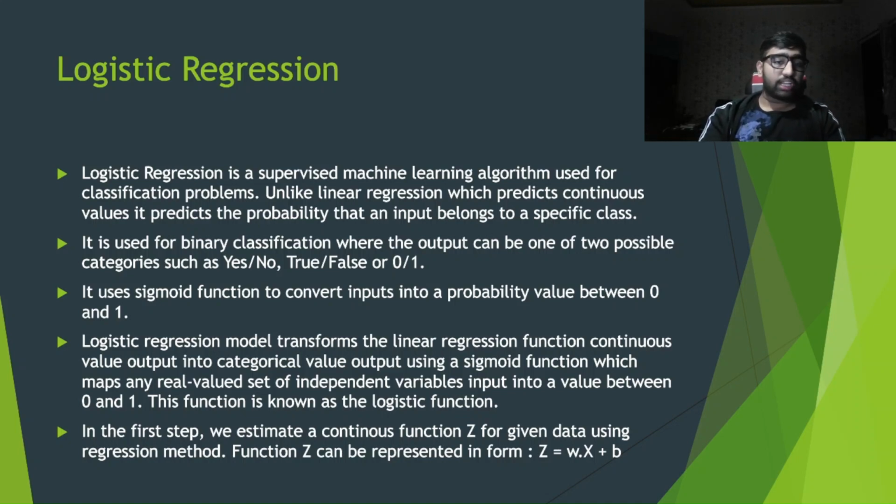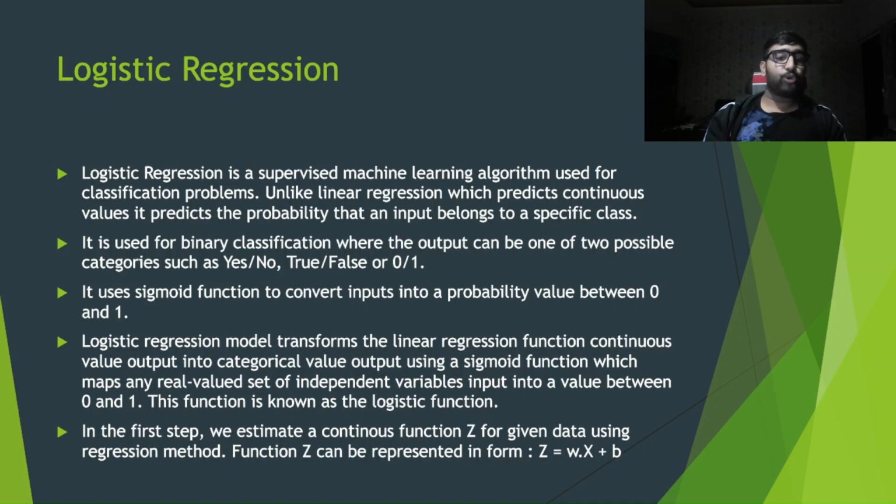Logistic regression models transform the linear regression function's continuous value output into a categorical value output using a sigmoid function, which maps any real-valued set of independent variable inputs into a value between 0 and 1. This function is known as the logistic function. In the first step, we estimate a continuous function z for the given data using the regression method. Function z can be represented as z equals w x plus b.